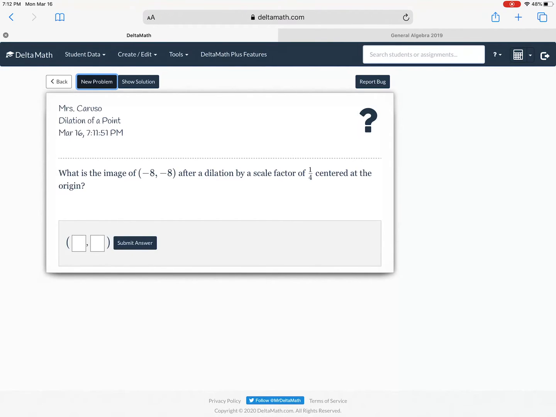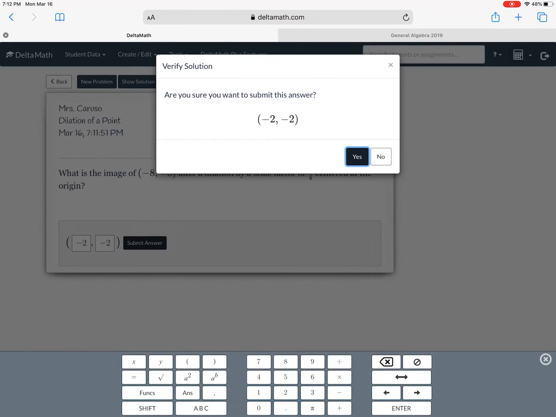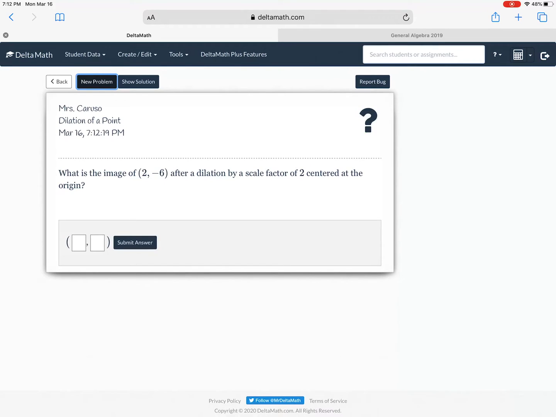Multiply or divide? That's right, we divide. Divide by what? Again, you're right. Divide by 4. So -8 divided by 4 is a -2. They're both the same number, so they're both the same answer. And submit. And yes. Next problem.